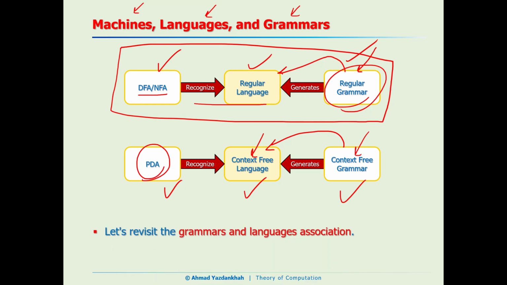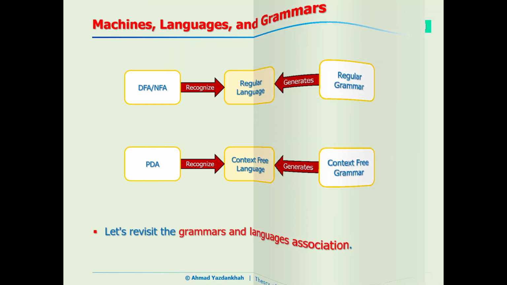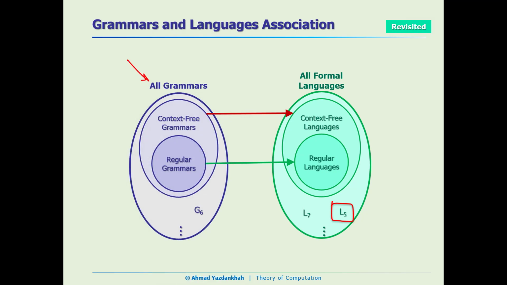Now let's revisit the association between the grammars and the languages. If this is the set of all grammars and the set of all languages, so far we learned that regular grammars produce regular languages, and context-free grammars, which are a superset of the regular grammars, produce context-free languages.